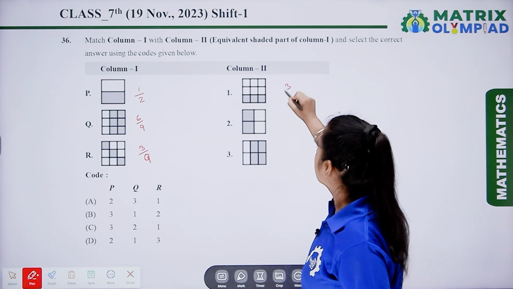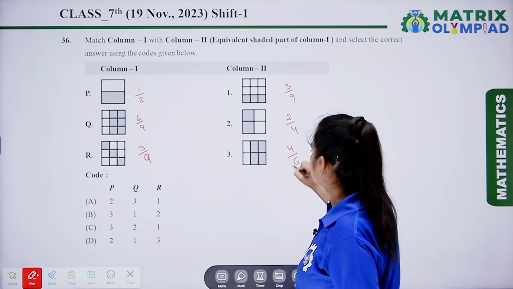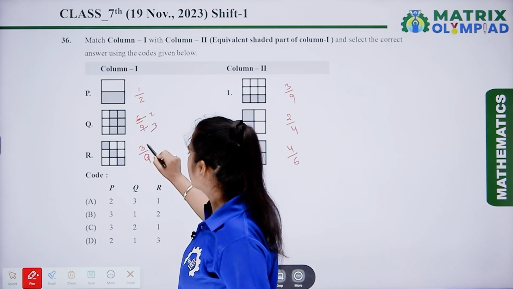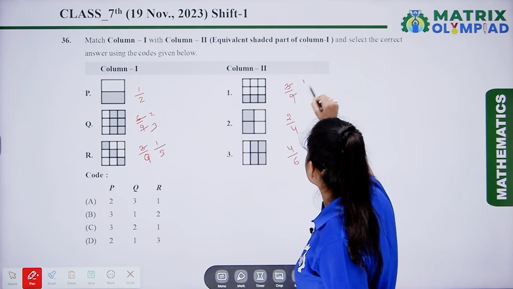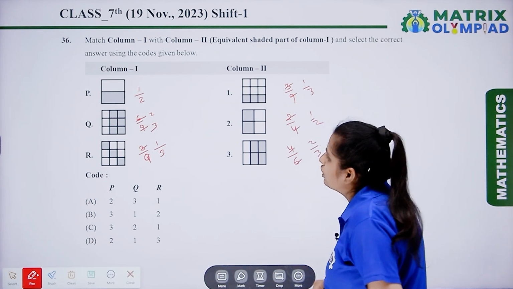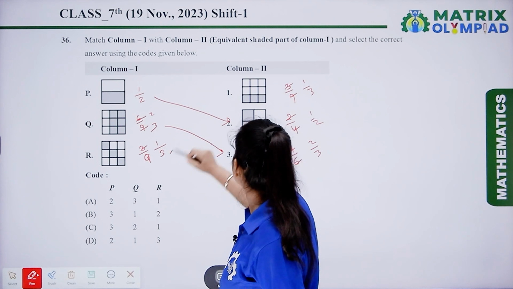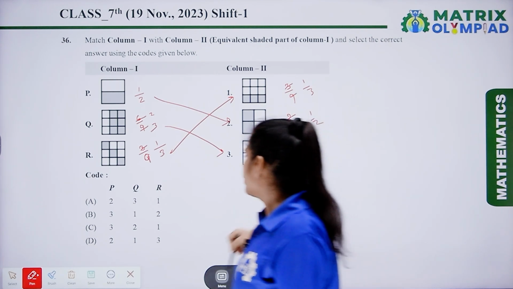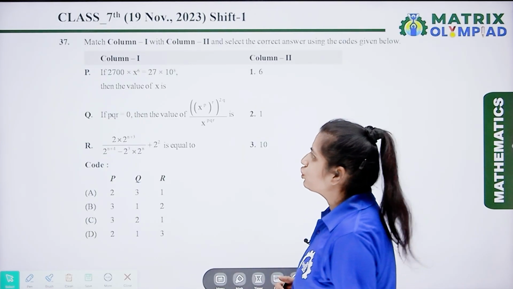Here we have 3 upon 9, 2 upon 4, 4 upon 6. Let's convert it into the lowest form. Here it is 2 upon 3. Here we have 1 upon 3, 1 upon 3, 1 upon 2, and this is 2 upon 3. So, here 1 upon 2 is 2, 2 upon 3 is 3 and 1 upon 3 is 1. So the sequence is 2, 3, 1. So here 2, 3, 1 is in the option A. Now the next question is 37.